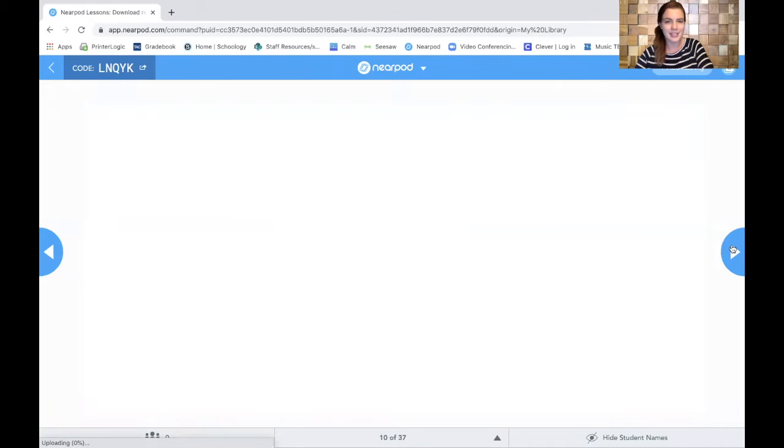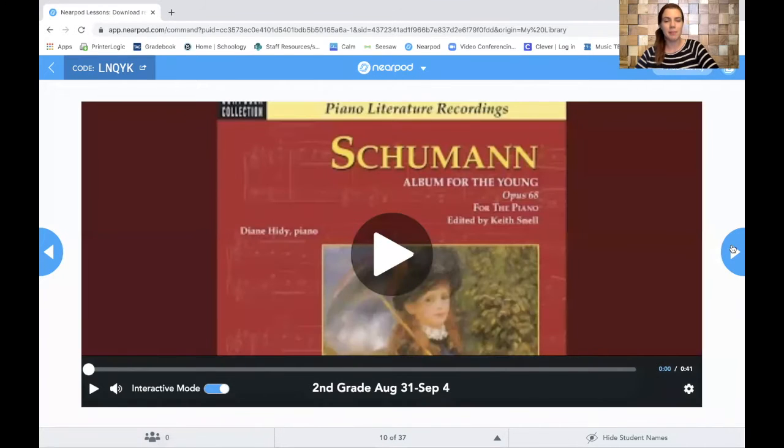Hey guys! So today we are talking about form in music. Every piece of music has a specific structure to it. This one might look familiar to you because this was an activity in Seesaw last week. It's called The Wild Horseman and is by Robert Schumann, played on the piano.